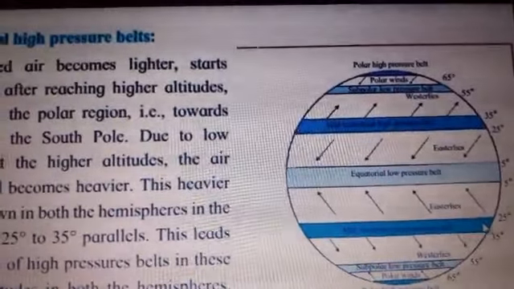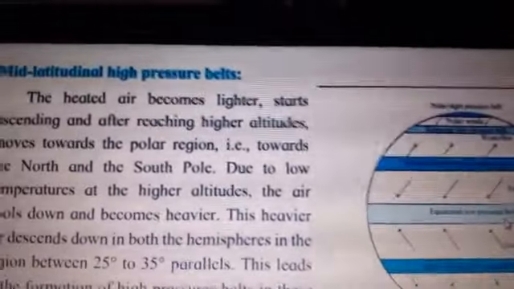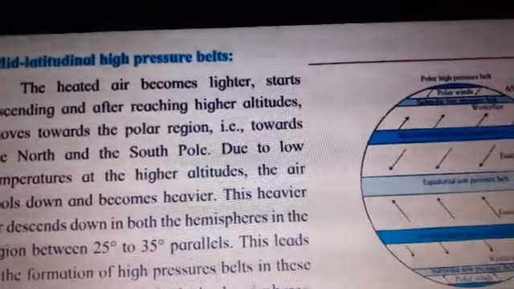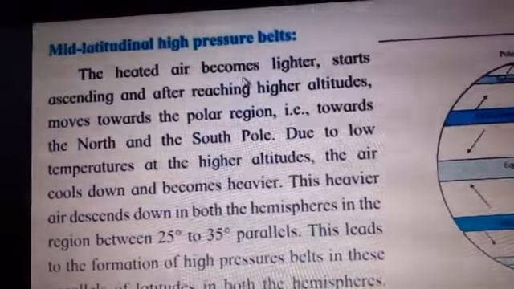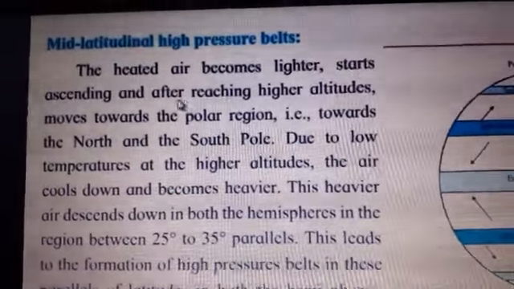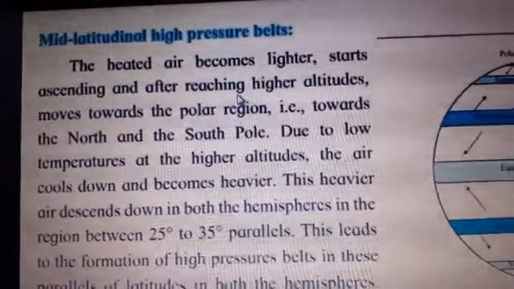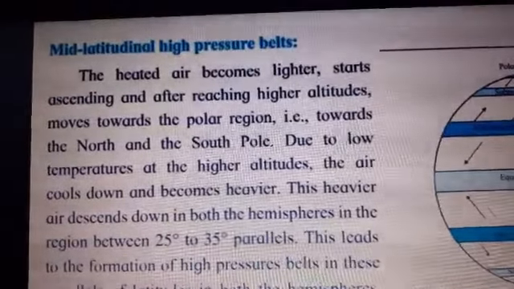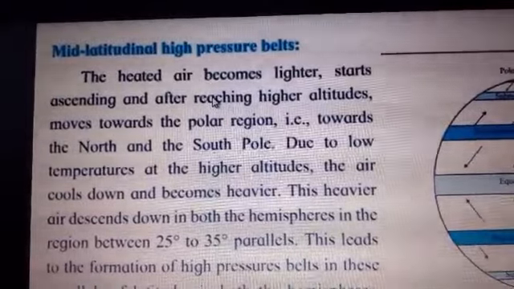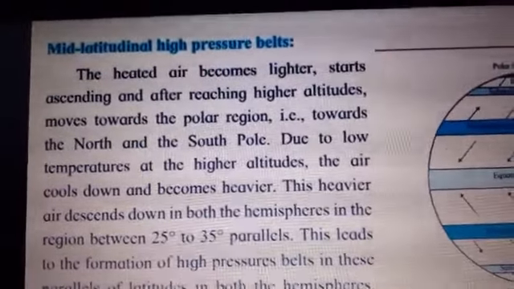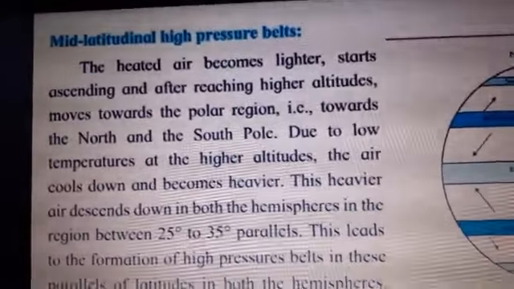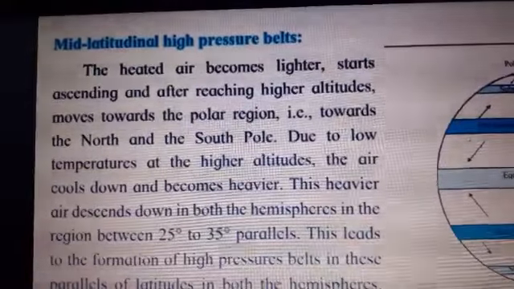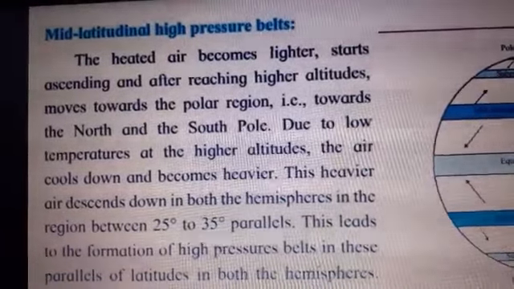Till now we have studied in the equatorial region what happens: the air becomes very hot and it starts expanding and starts moving towards the sky. Now what is the next procedure? Let us see. The heated air becomes lighter, starts ascending, and after reaching higher altitudes moves towards the polar region. Now what is happening here? The air which has started moving upward, after reaching a particular height, moves towards the polar region. Altitude means what? Height of the region.